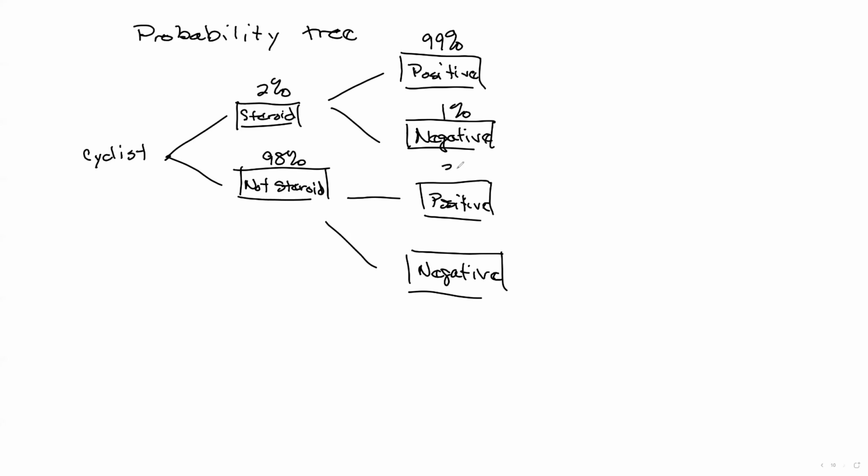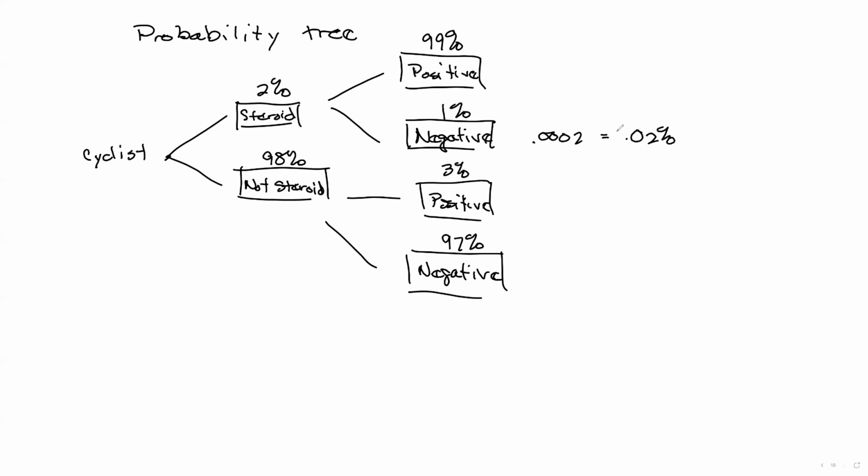Well, we've already talked about that. It's 3%. If you didn't take steroids, what's the probability that it comes back negative? 97%. And then what you can do is you can multiply through these chains to figure out the probability of each event. So you can go through and do 0.02 times 0.01, for example, to figure out you did steroids, but the test comes back negative. The probability of that is going to be 0.002 or 0.02%.